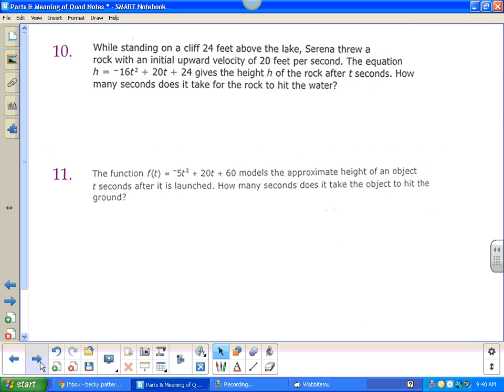While standing on a cliff 24 feet above the lake, Serena threw a rock with an initial upward velocity of 20 feet per second. That equation gives the height of the rock after t seconds. How many seconds does it take for the rock to hit the water? Okay, so let's say on Earth, this is the velocity, and this is the starting height. She's on a cliff 24 feet above the lake. And I want to know when it's going to hit the water.